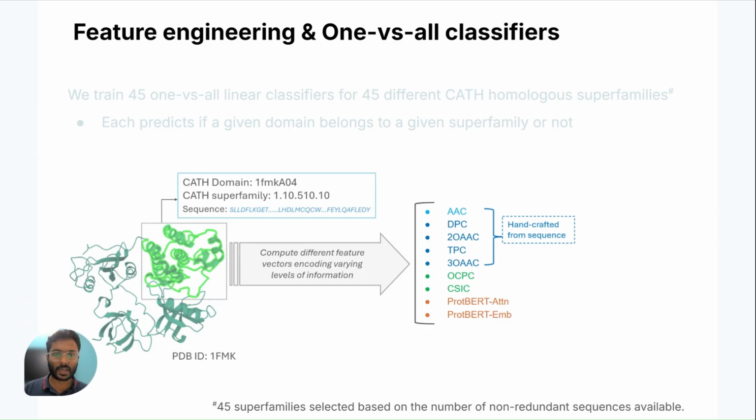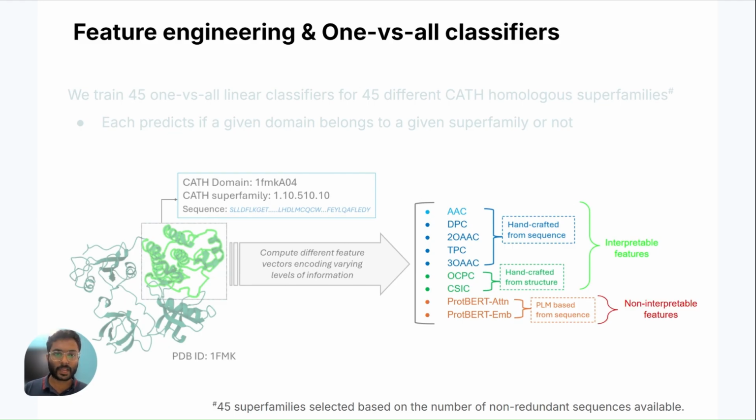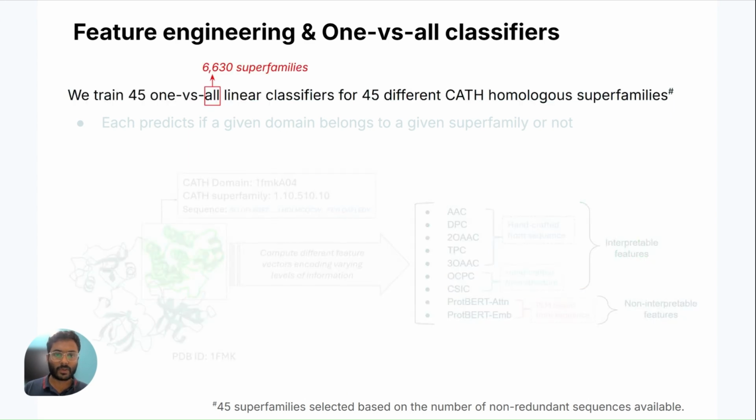Some of these are handcrafted from the sequence, some of these are handcrafted from the structure, and some are extracted from the sequence using protein language models. While the handcrafted features are interpretable, the protein language model-based features are not interpretable. While we train one versus all classifiers for only 45 superfamilies, the all in one versus all includes more than 6,000 other superfamilies.